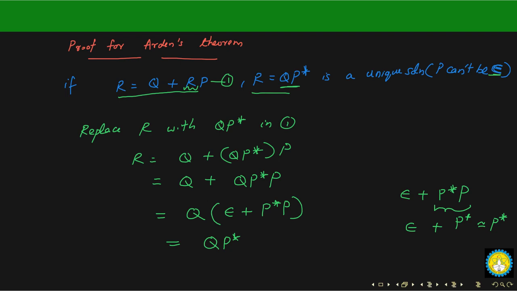So we can verify that the solution R equal to QP star is a valid solution. Now we also want to prove that this is a unique solution. So we'll do that in our next slide.